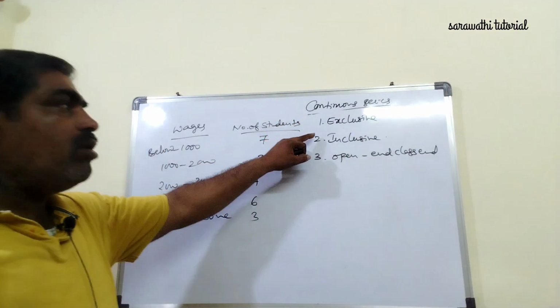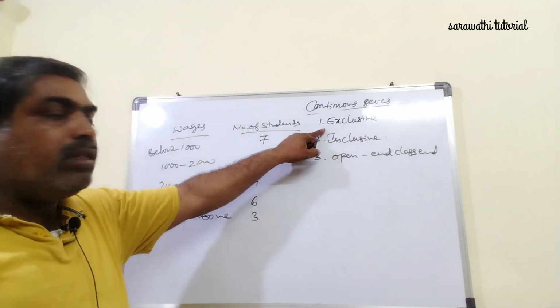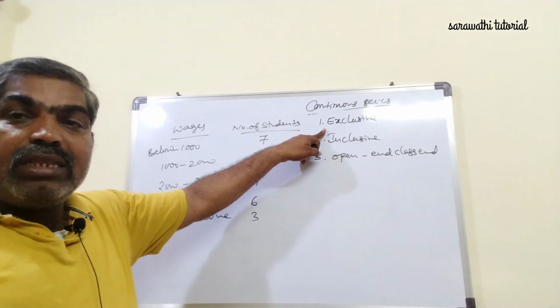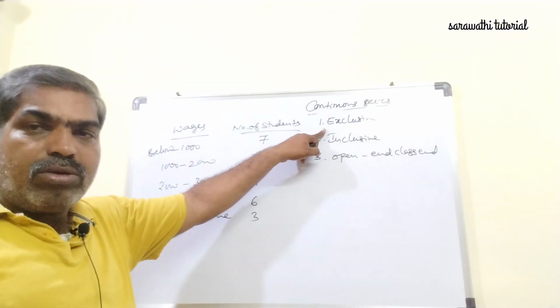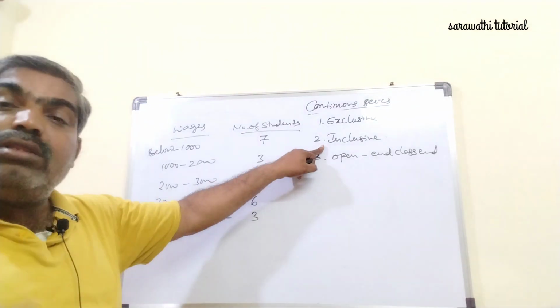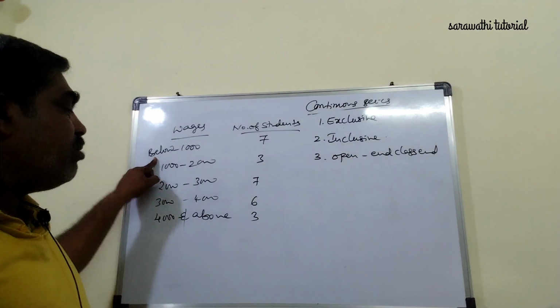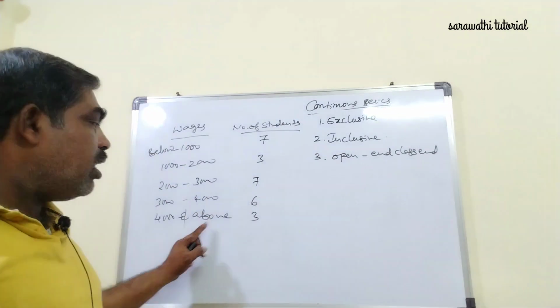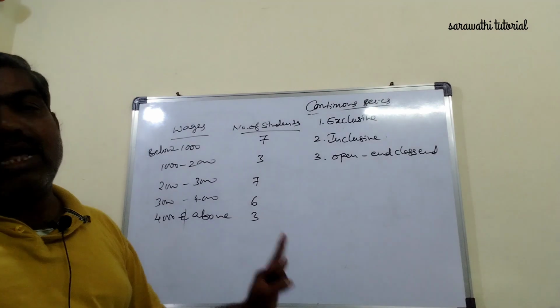Continuous series has three categories: exclusive, inclusive, open end. Under the exclusive, the upper limit of the class is excluded from that class and included in the next class. Inclusive means the upper limit is included in that class. Open ended means the lower limit of the first class interval and the upper limit of the last class interval are not known. It is called the open end class method.